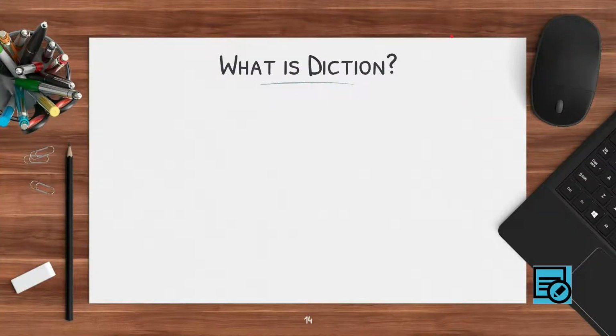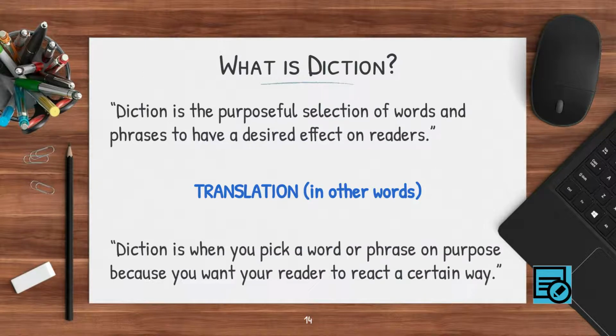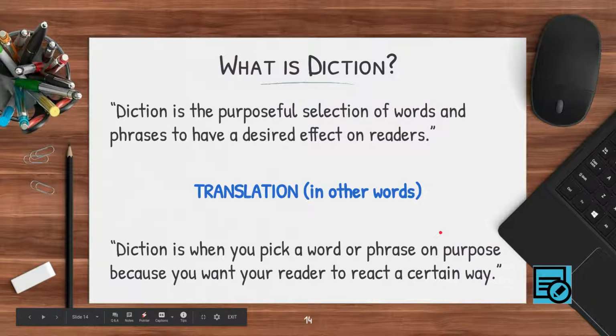So first, let's start off with what is diction. Diction is the purposeful selection of words and phrases to have a desired effect on readers. Or in other words, and this is what you're going to put in your document, diction is when you pick a word or phrase on purpose because you want your reader to react a certain way. You can go ahead and pause the video here and copy that down into your notes. I'm going to move on.